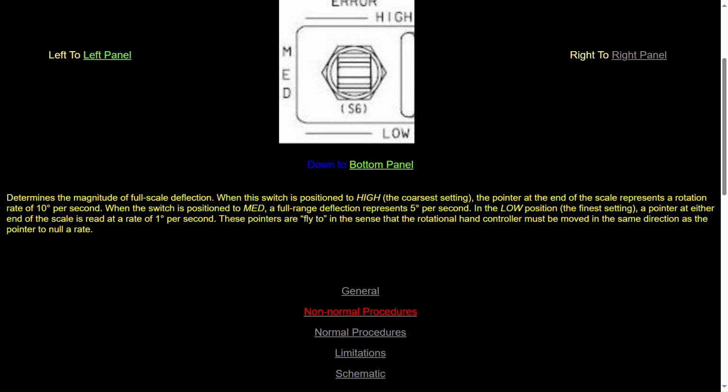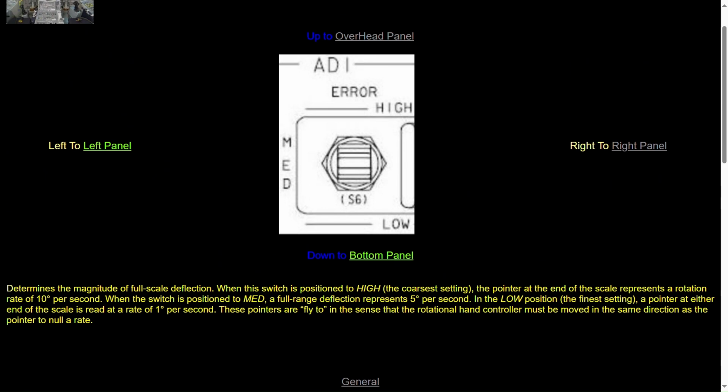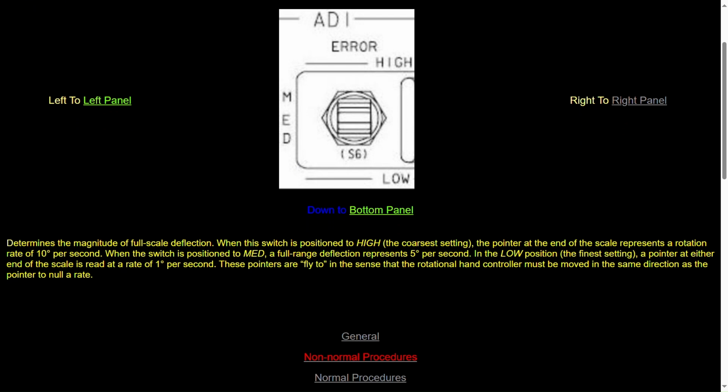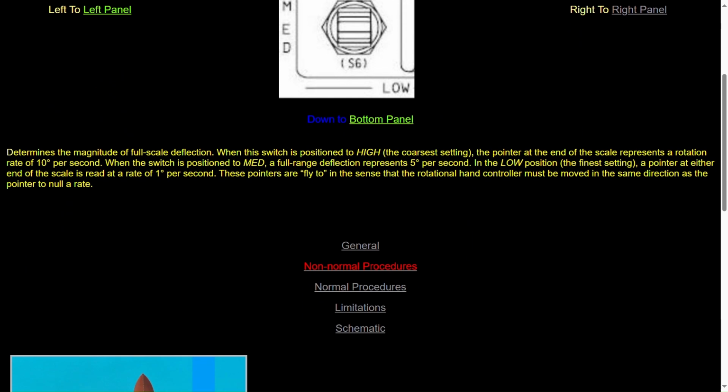Where have we heard that before in our displays? When this switch is positioned to high, the coarse setting, the pointer at the end of the scale represents a rotation rate of 10 degrees per second. When the switch is positioned to medium, which is right here, a full range deflection represents 5 degrees per second. In the low position, which is right here, the finest setting, the pointer at either end of the scale is read at a rate of 1 degree per second.